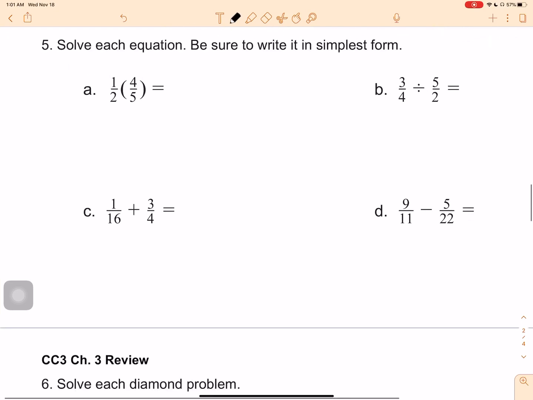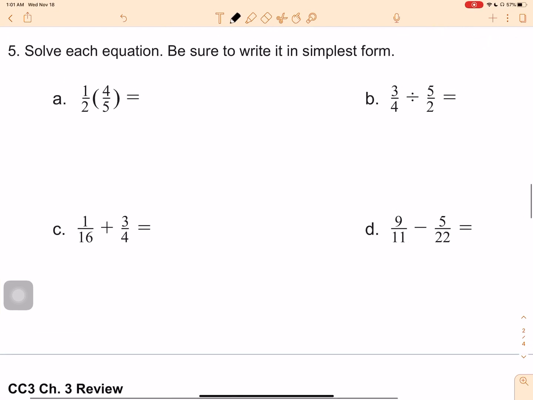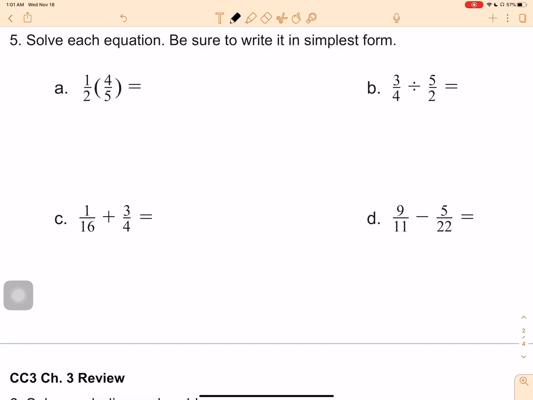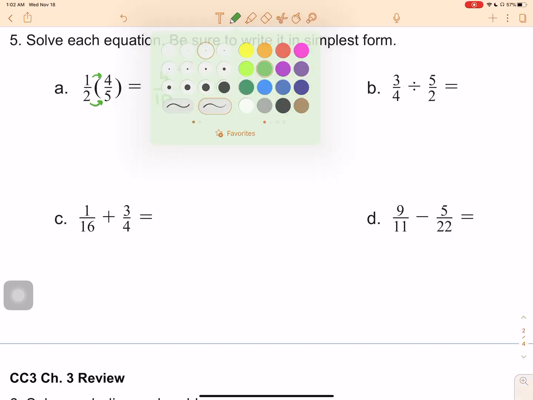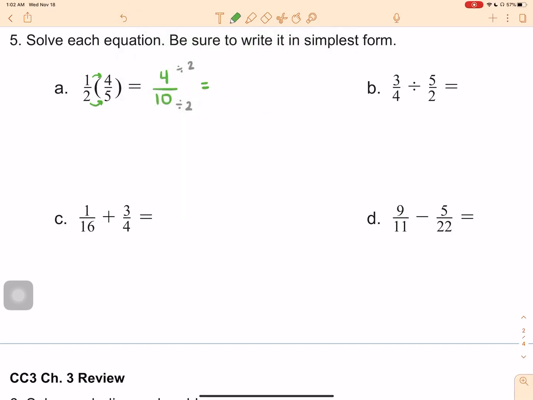All right, so now it says solve each equation. Fractions. Okay, for multiplying fractions, you just multiply straight across. So 1 times 4 is 4. 2 times 5 is 10. I also noticed that these two are both divisible by a 2, so I need to simplify them in order to write them in simplest form. 4 divided by 2 is 2. 10 divided by 2 is 5. So my answer here is 2/5.